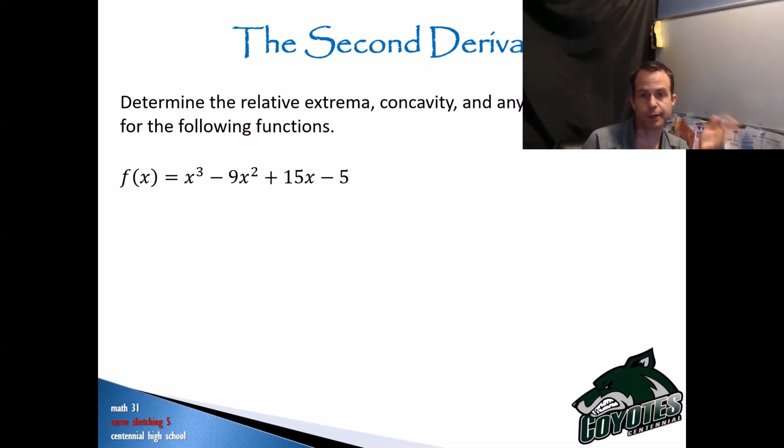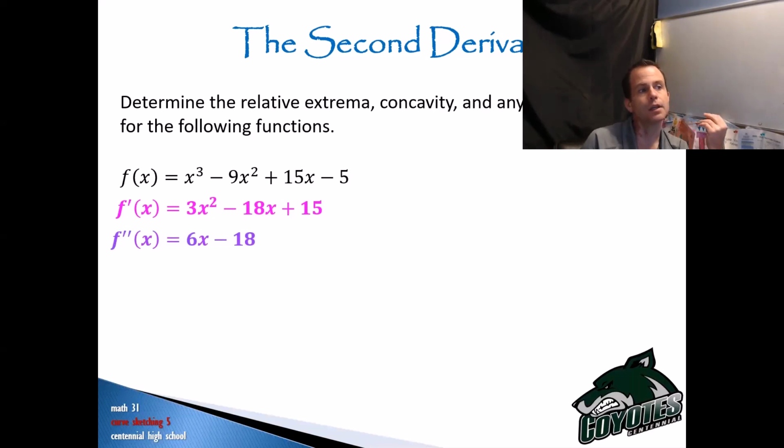First derivative would be 3x squared minus 18x plus 15. Second derivative would be 6x minus 18. So I start looking for intervals of increasing and decreasing. I want to know when the first derivative is 0 or doesn't exist. So I got to factor that 3x squared minus 18x plus 15. I'll take a 3 out.